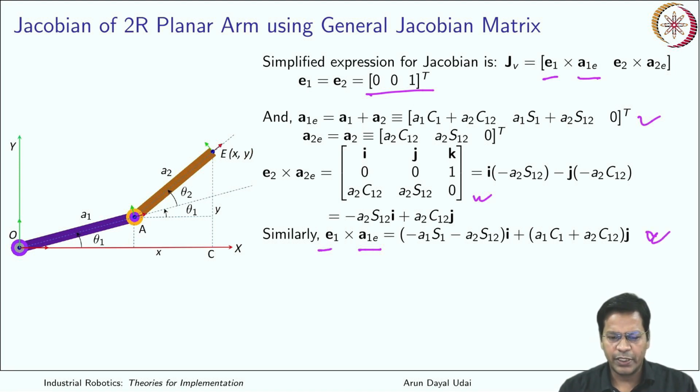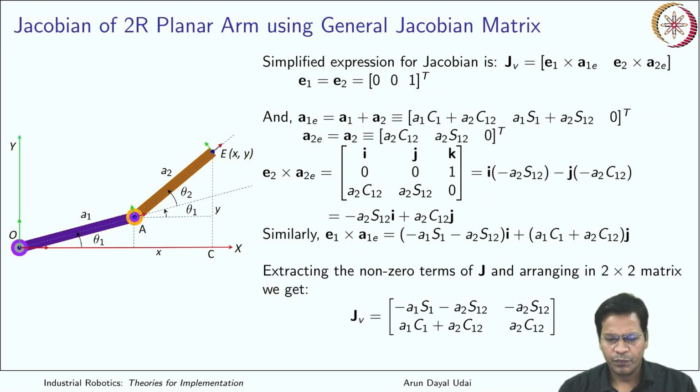So now I can put them together in the form of a matrix. I have just extracted out the 0th term. So that was the K vector, which is absent here. Similarly, K is absent here. This is 0K. So that I have simply eliminated and I have written JV as this. So this is your Jacobian.